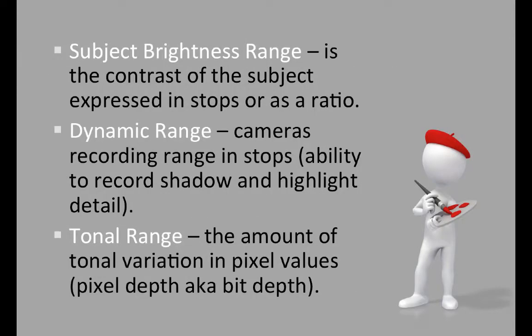So subject brightness range is the contrast of the subject expressed as stops, usually in stops, sometimes as a ratio. It can be expressed either way. Dynamic range is mostly expressed in a stop value. It's the ability to record shadow and highlight detail, the maximum and minimum range that the camera is capable of reproducing. And tonal range is the amount of tonal variation in pixel values, and that's controlled by the pixel depth.